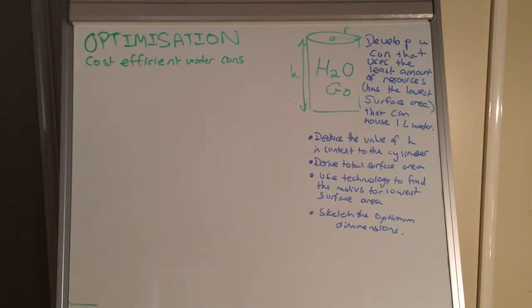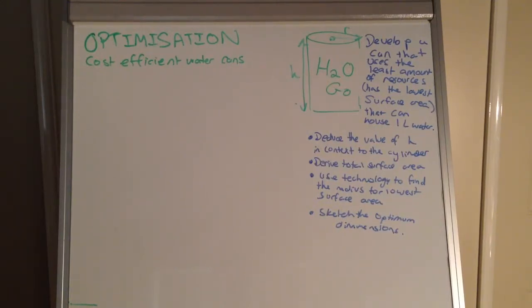In this video, we're going to be looking at making cost-efficient water cans for the company H2O Go. What they want is something that's going to cost them the least amount of money, so use the least amount of resources and materials, hence having the lowest amount of surface area, and they want it to be able to house 1 litre of their H2O Go water.